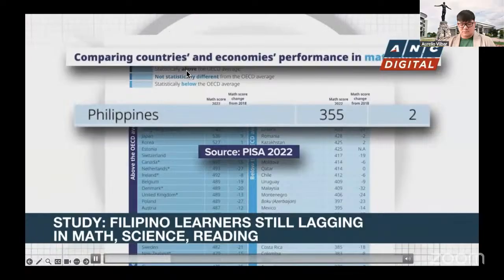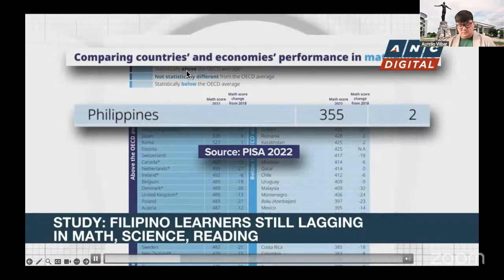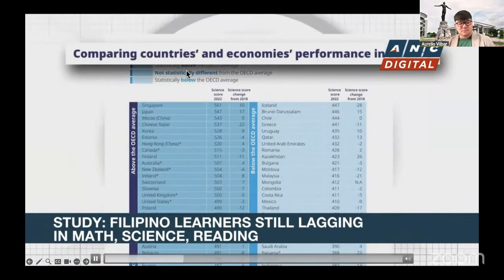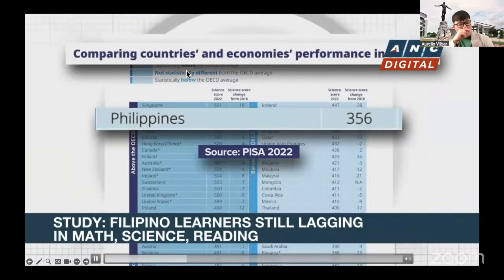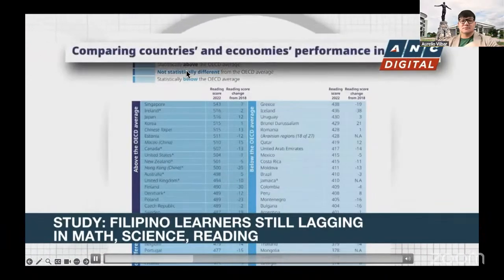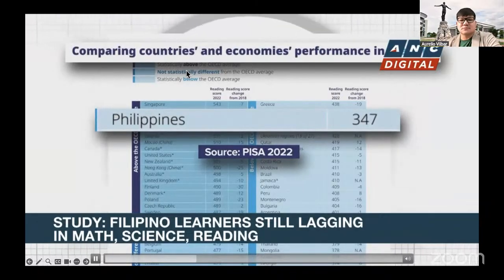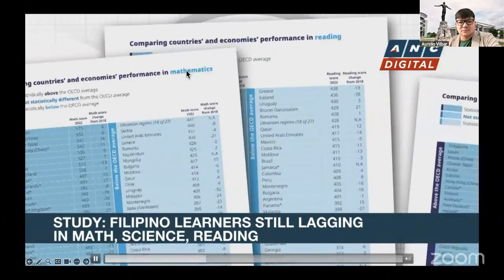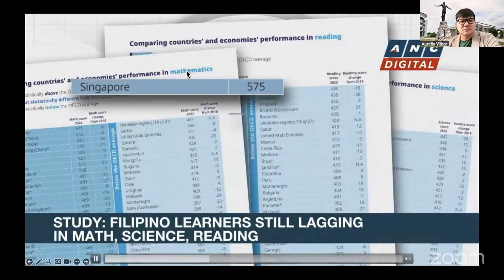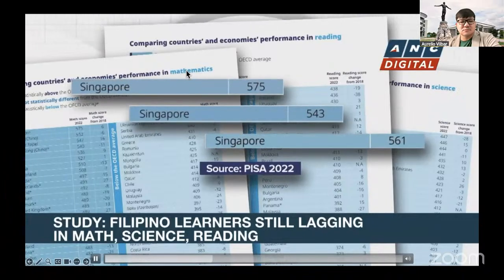In the study, the Philippines garnered 355 points, far behind the global average score of 472 pegged by the Organization for Economic Cooperation and Development or OECD. In science, the Philippines placed third from the last of the list with a score of 356, way below the OECD average of 485. While in reading, the Philippines scored 347 points from the OECD average of 476, placing itself sixth from the bottom of all participating countries and economies.